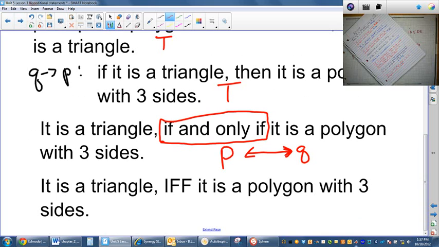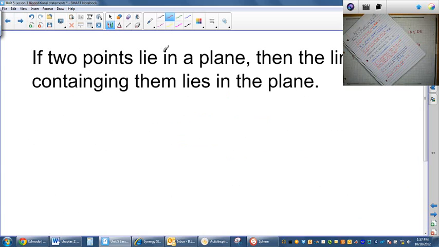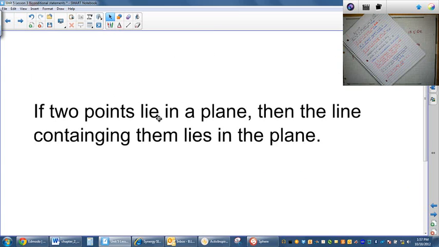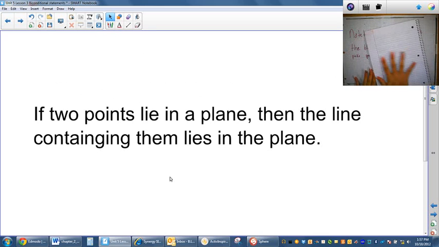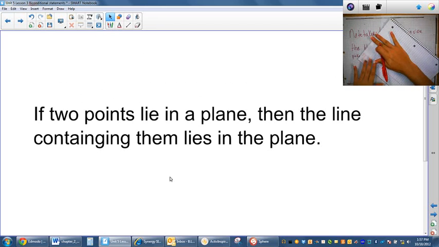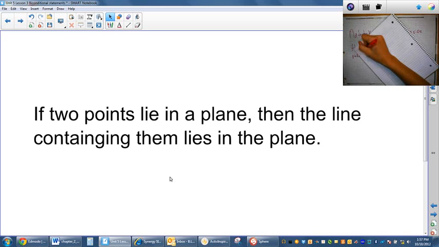Josh, you done? Alright. What I'd like you to do is take this statement right here: if 2 points lie in a plane, then the line containing them lies in the plane. I want you to do 2 things. One, I'm telling you, this is a biconditional statement. You don't have to prove it. But I'd like you to rewrite that as a biconditional statement. And I want you to draw what it is saying. It's a big part of geometry. We want to be able to draw it.